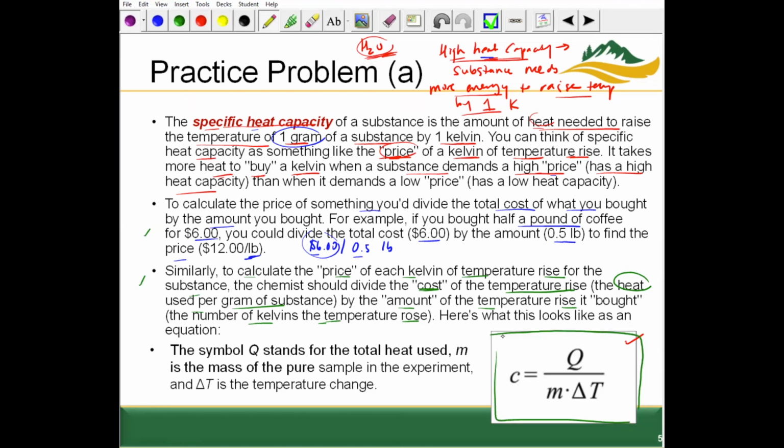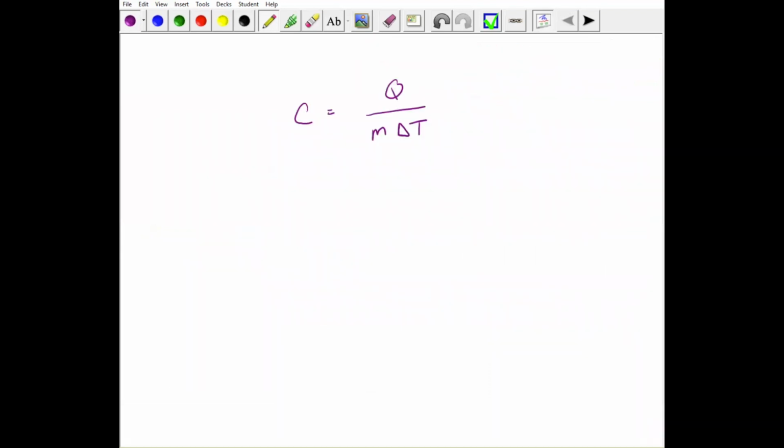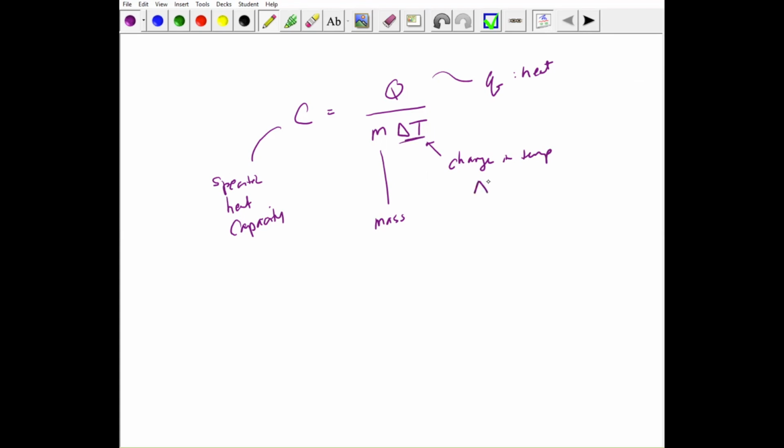So we're building up to this equation, and in this equation, capital Q is the same thing as our heat. C is our specific heat capacity. M is the mass, and delta T is the change in temperature. Remember, for any of these deltas, delta T is always final minus initial, so T final minus T initial.